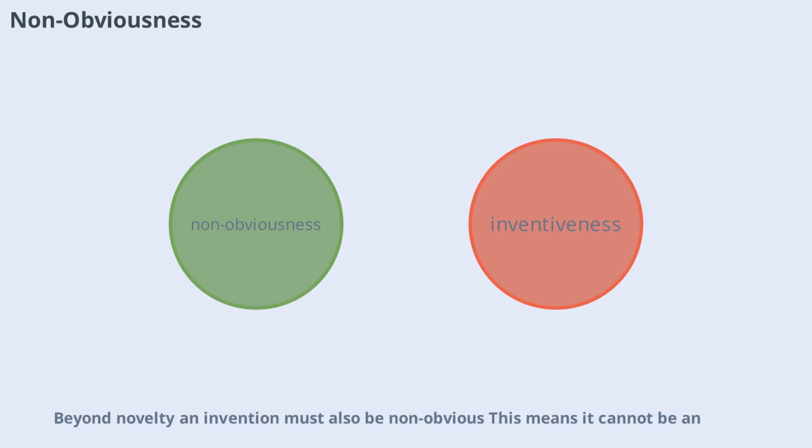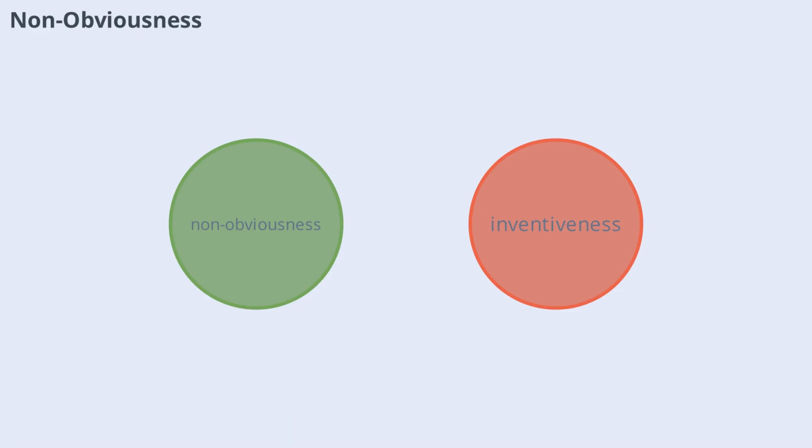Beyond novelty, an invention must also be non-obvious. This means it cannot be an obvious improvement or modification of existing technology. Patent examiners evaluate whether a person skilled in the relevant field would find the invention surprising or inventive. The non-obviousness requirement ensures that patents are granted for truly innovative advancements. In this scene, we'll discuss how non-obviousness is determined and its role in maintaining high standards for patent protection.